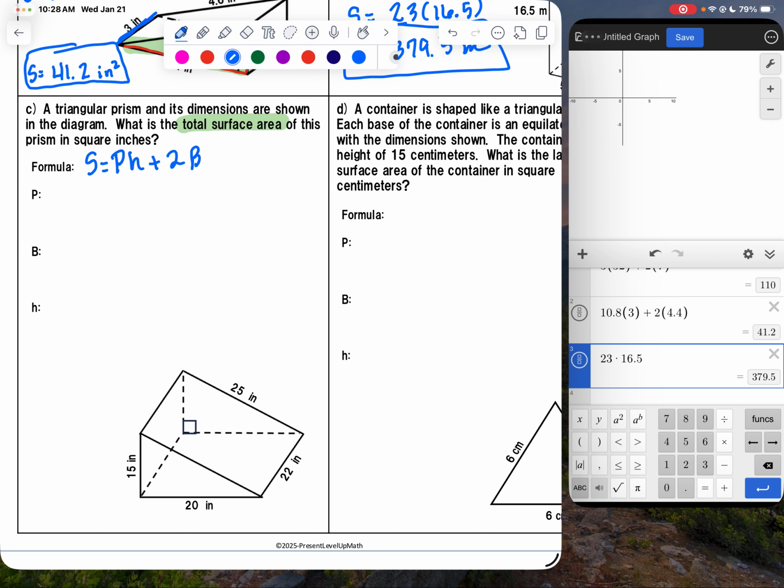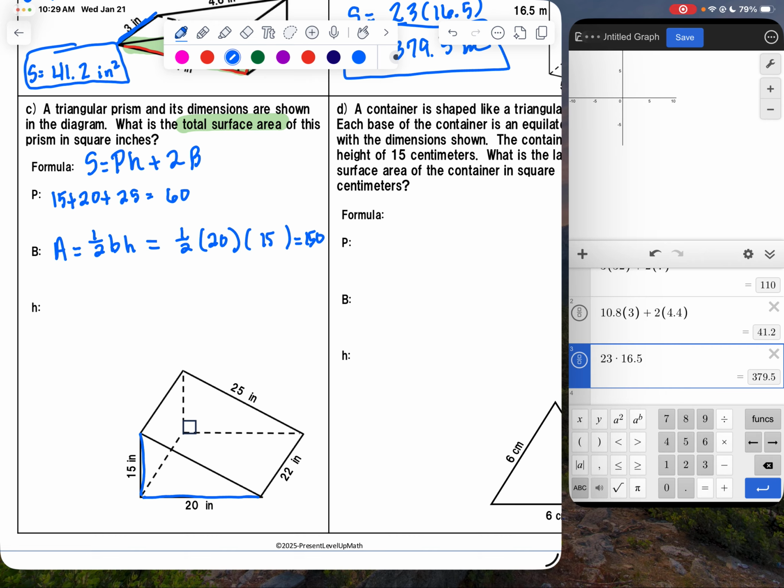All right, welcome back. Hopefully you began by getting the perimeter of the base, which was 15 plus 20 plus 25, or 60 units. And then to get the area of the base, we want to take 1/2 times the base times the height, which would be 1/2. The base of my triangular prism would be 20 units. The height of this triangular base was 15. So that would be 150 units.